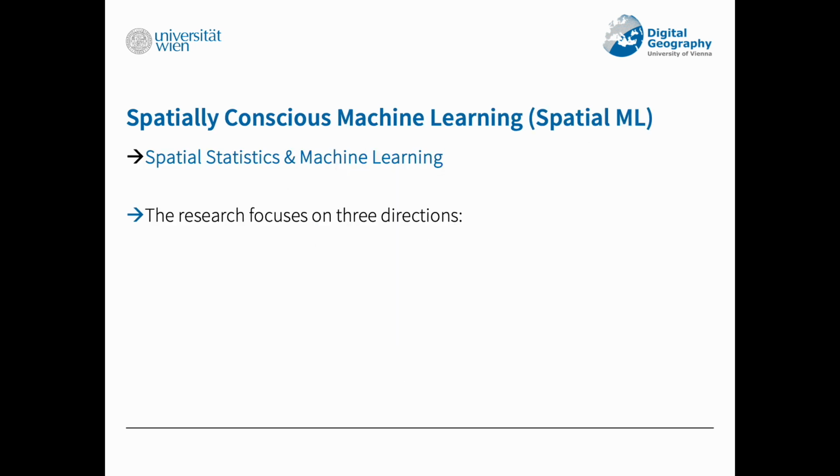So spatially conscious machine learning, or spatial ML in short, aims at merging spatial statistical methods with machine learning algorithms to take the benefits from both. The research on spatial ML focuses on 3 directions. First one, the engineering and inclusion of spatial features in machine learning algorithms. Second, the creation of hybrid models. That means merging machine learning algorithms with geostatistics, spatial statistics, or for example, regionalization methods. Third, spatial cross-validation strategies for interpolation or extrapolation of geodata.